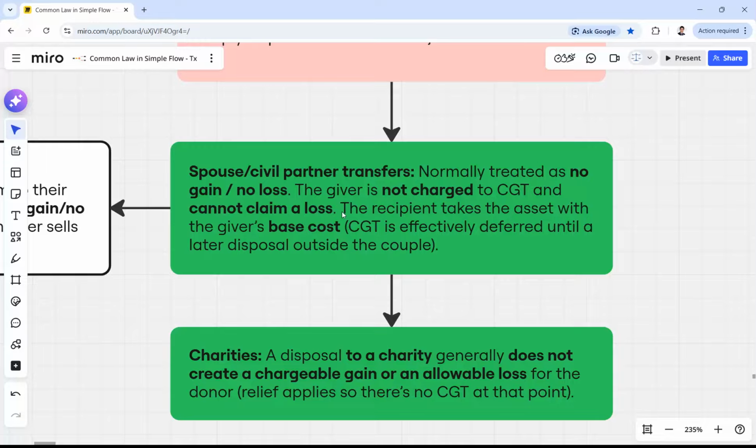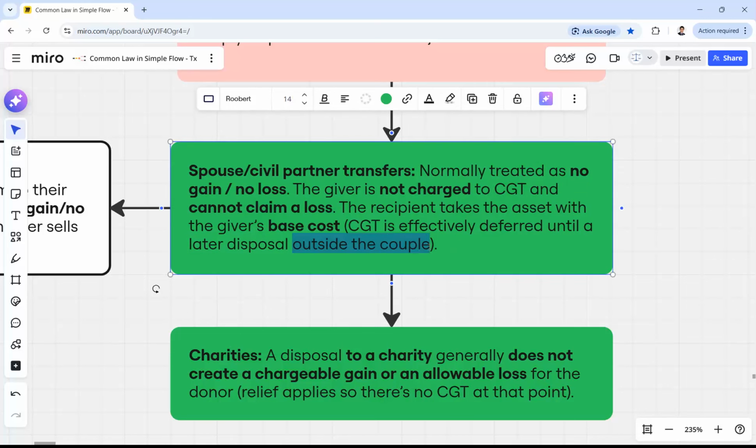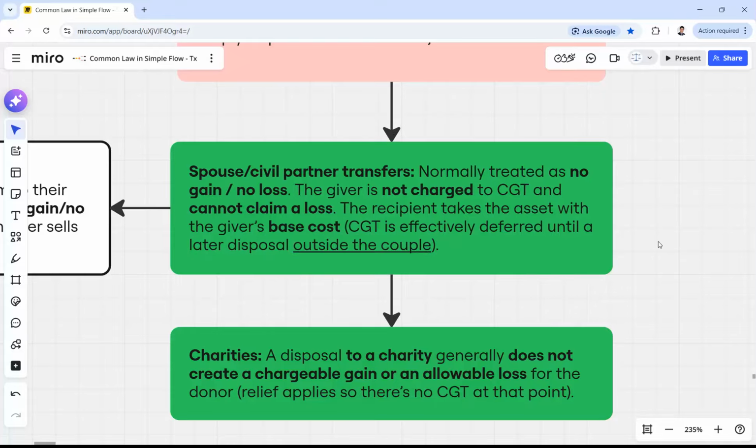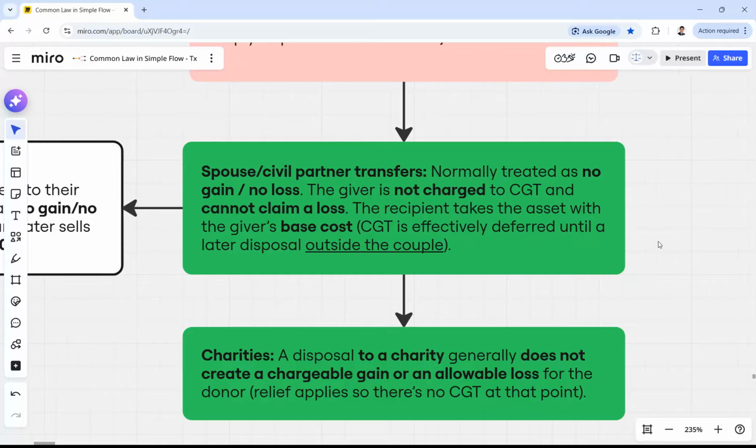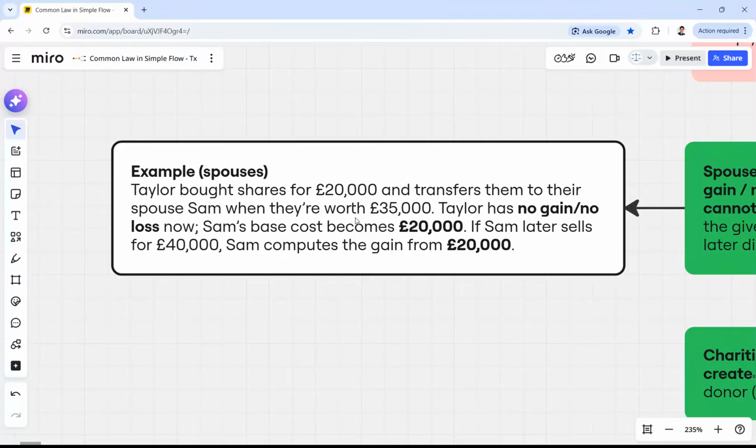So it's important to clarify this. Inside a couple exchange, you can sell to your husband or wife and there will be no CGT, but outside of the couple there will be CGT. As soon as it stays in the couple, no CGT applies.